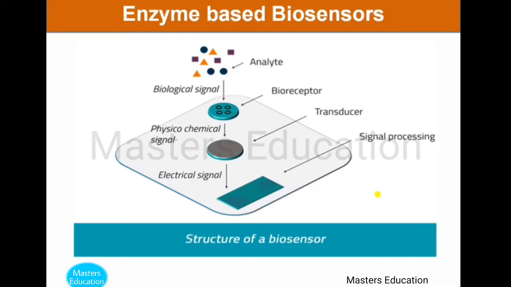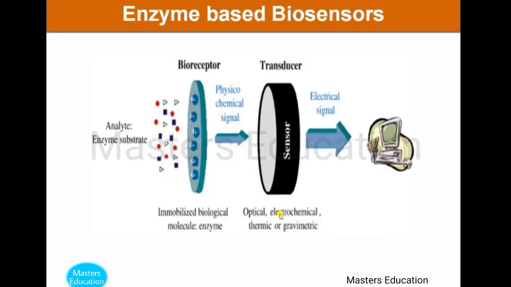Next, moving toward the biosensor structure, as we know, biosensors are comprised of three components: the first is called the bioreceptor, the second is a transducer, and the third is a signal processor. And what is in an enzyme-based biosensor? In enzyme-based biosensors, the immobilized enzyme is the bioreceptor, which specifically binds to its substrate.